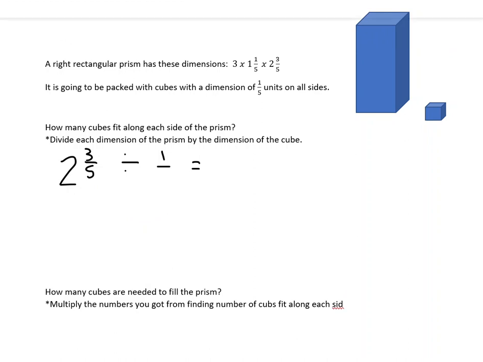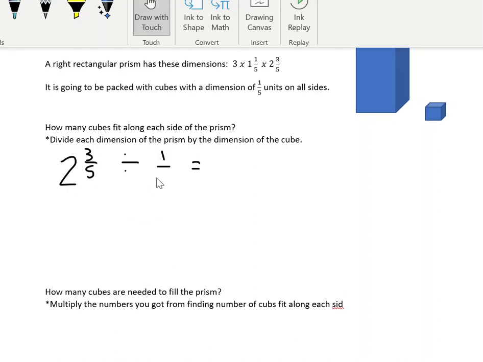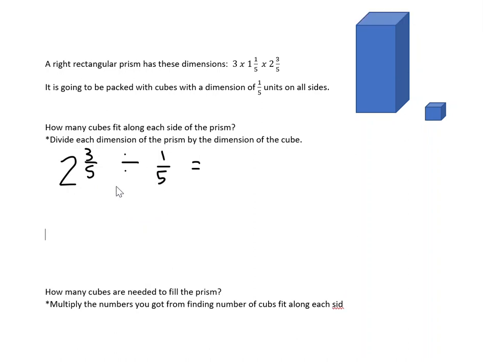We want to convert to an improper fraction. So to do that, I multiply 5 times 2, which is 10, and then add 3, which is 13, and keep my denominator 5. So 13 over 5 divided by 1/5.